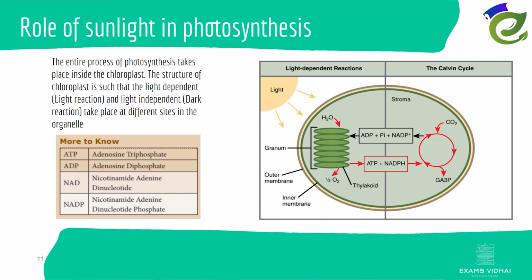Just a key point, just a fact here: artificial photosynthesis is a method of producing renewable energy by the use of sunlight. Indian scientist CNR Rao, who was conferred the Bharat Ratna Award, is also working on similar technology of artificial photosynthesis to produce hydrogen fuel. So that is all about the role of sunlight in photosynthesis.